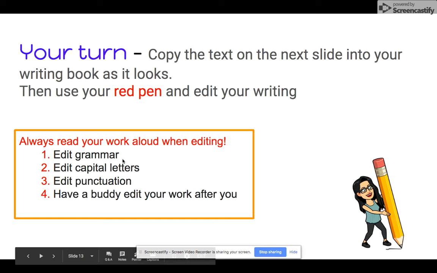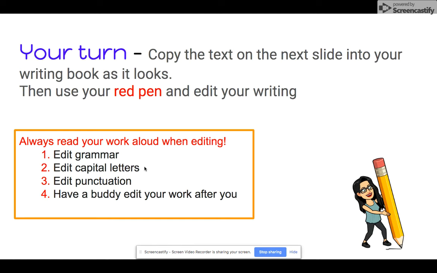Edit your grammar. Does it make sense? Edit your capital letters. Are they in the right places? Edit your punctuation. Have you used the correct punctuation mark at the end of your sentences? And finally, and very important, have you asked a buddy to edit your work after you? So ask one more person to re-edit your work and check that you've picked up on all of the mistakes.